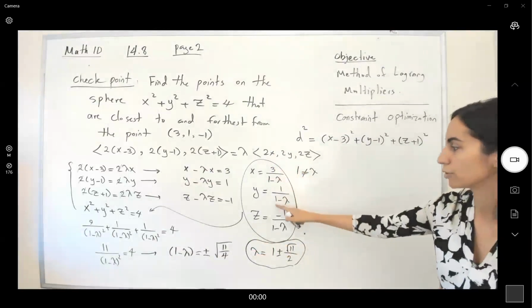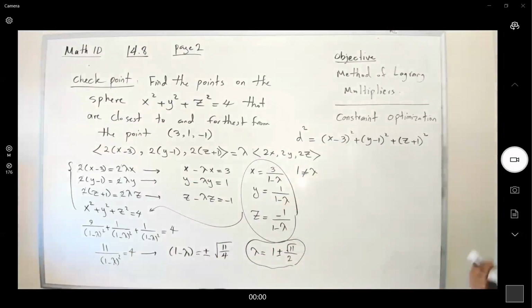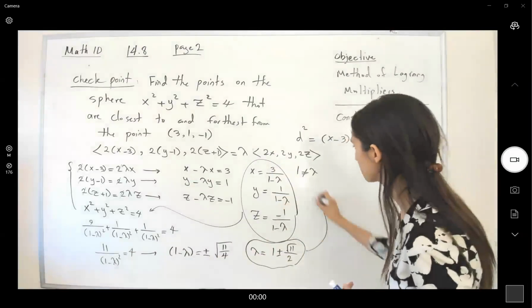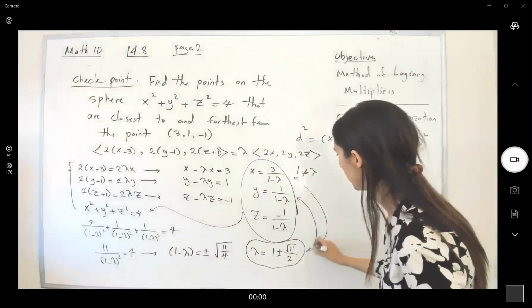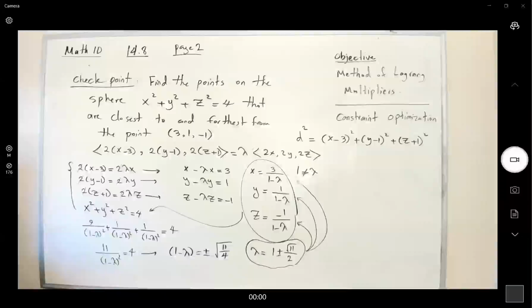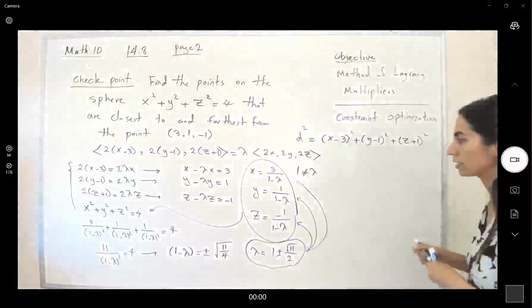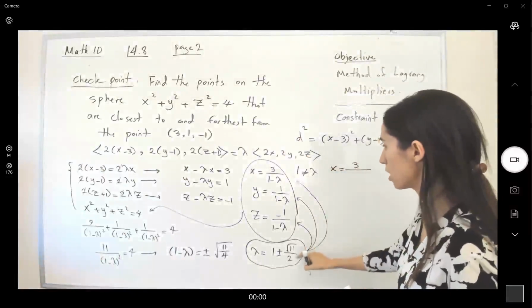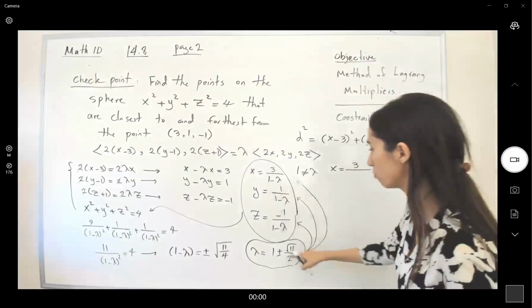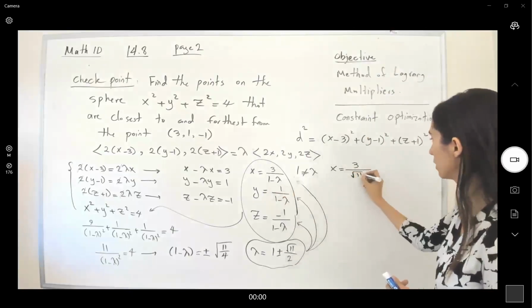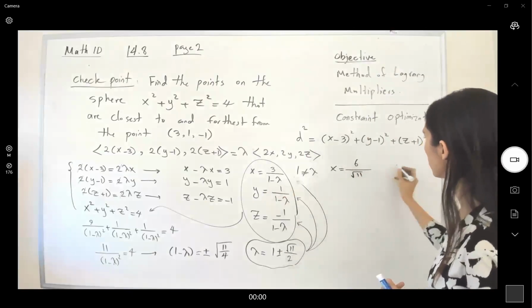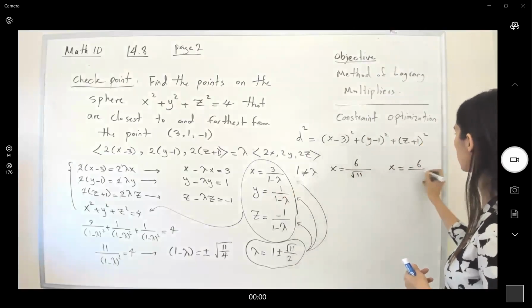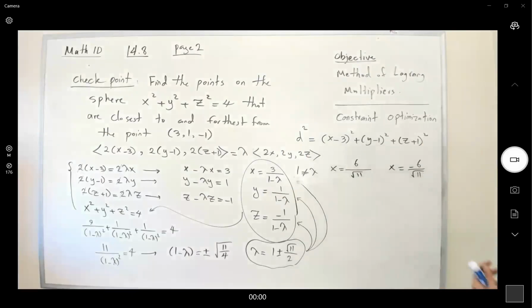Now we have to calculate x, y, and z. What is your x? What is your y? And what is your z? So if you plug in the lambda into x, your x is equal to 3 divided by, if you use a positive value, 1 minus 1, it's going to be square root of 11 over 2. So you get 6 over square root of 11, and the other x is equal to negative 6 over square root of 11.